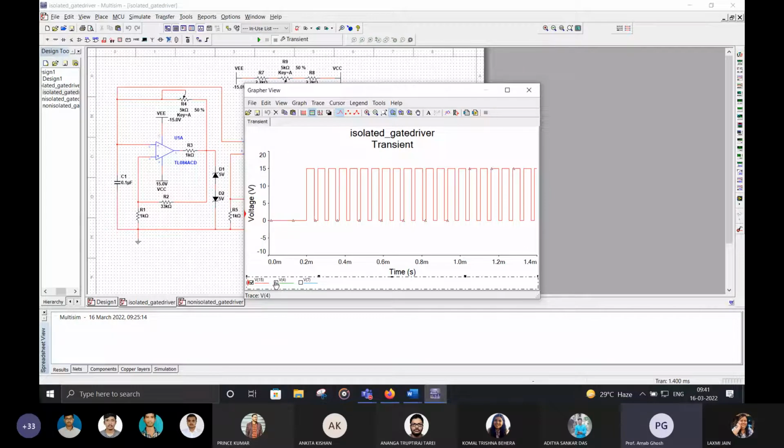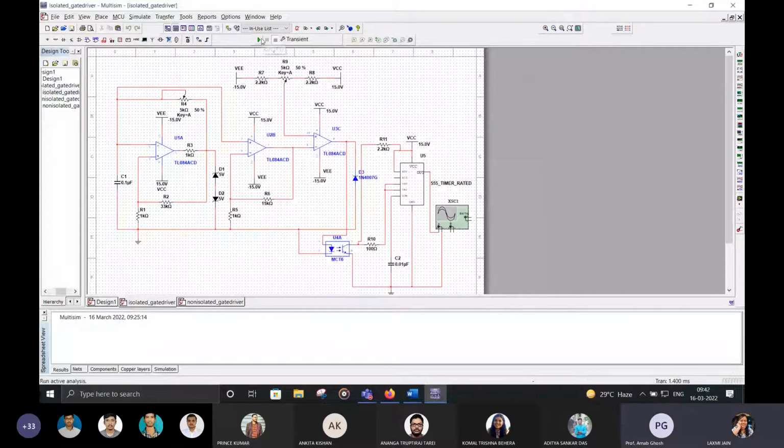Tell me, if we vary the R4, then what happens? The frequency will change if we vary it. Okay, did you cross check it? I have to prepare the table. I have not prepared the table for this. I have only done one simulation.